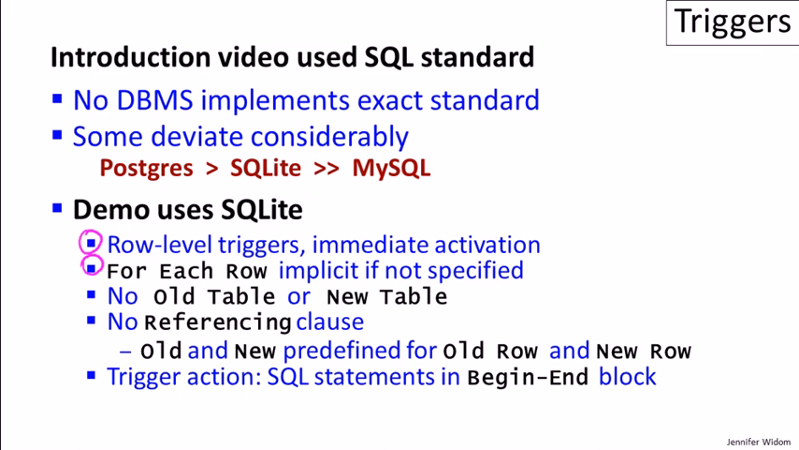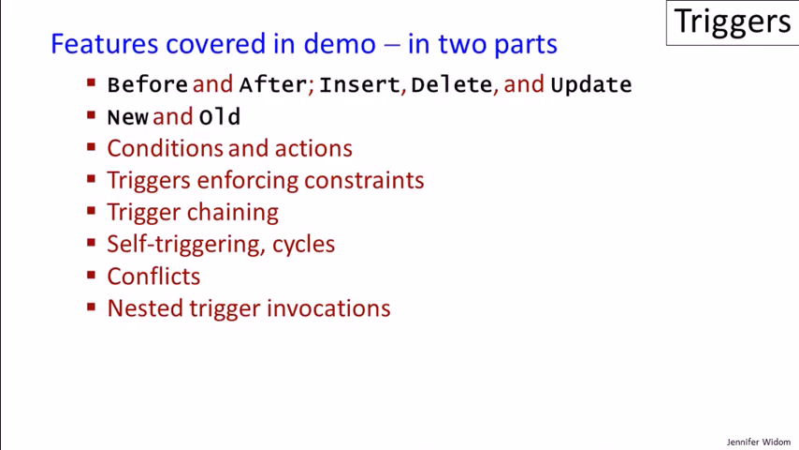It doesn't have OLD TABLE or NEW TABLE since it has immediate activation semantics only, and it doesn't have a REFERENCING clause. The variables OLD and NEW are automatically bound in every trigger to what would be old row and new row if it had a referencing clause. And finally, the action part of SQLite triggers are SQL statements embedded in BEGIN-END blocks.